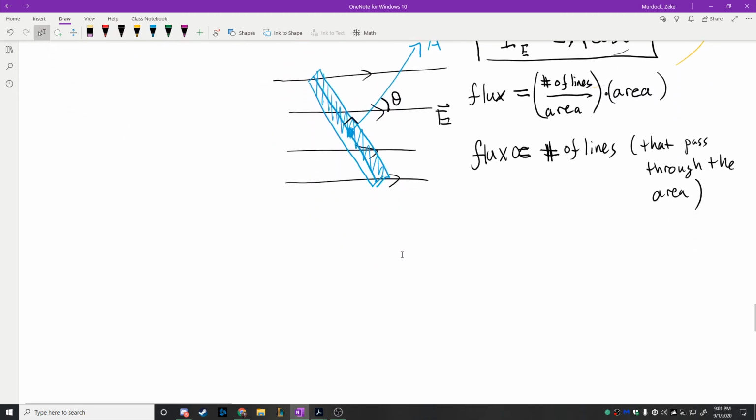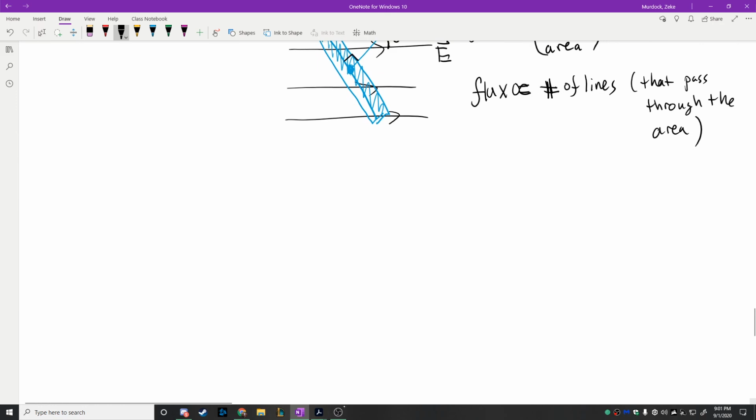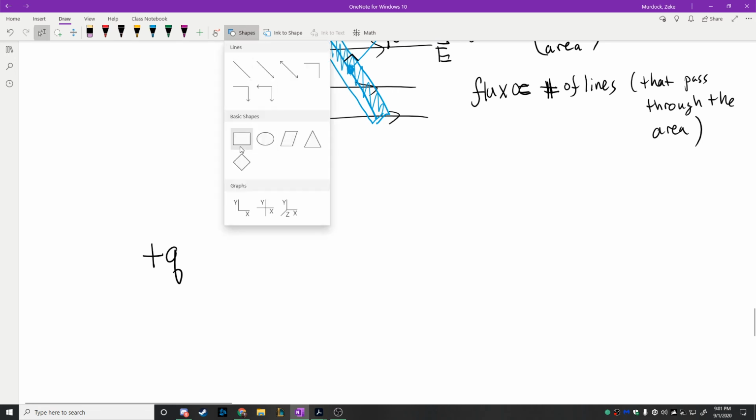Now, let's talk about this in a more general sense. Suppose that I give you the following two setups. I take a positive charge Q, and I encase the positive charge Q in a cube.